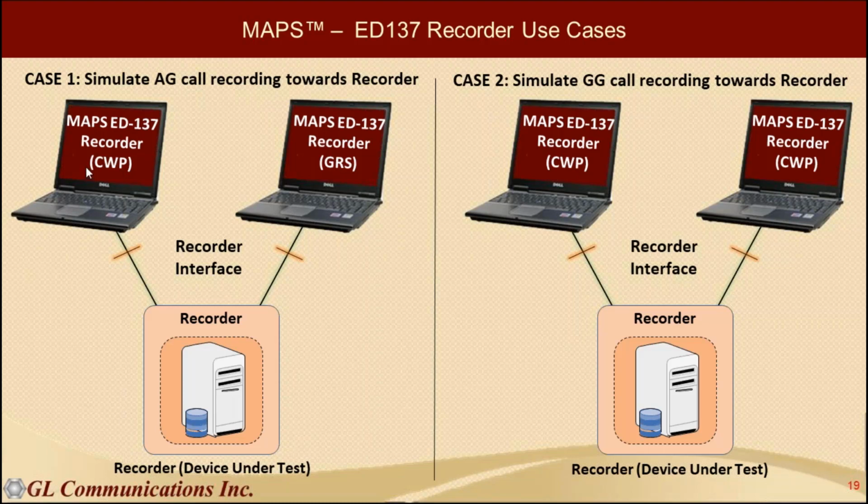Okay, so in this case, we can either act as a CWP and create the RTSP sessions towards the recorder interface, and we can perform all the air to ground scenarios, or we can also act as a GRS and perform the air to ground recording scenarios towards the recorder. Similarly, we can also create the ground to ground call recording sessions towards the real recorder, so that we can verify the recorder's functionality.